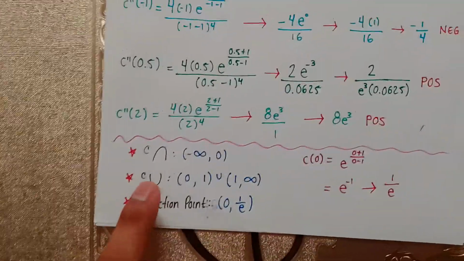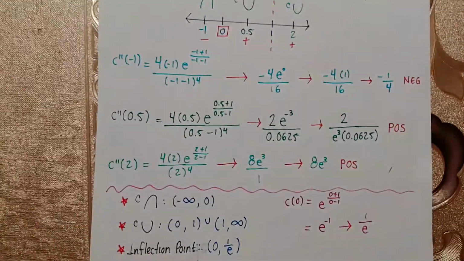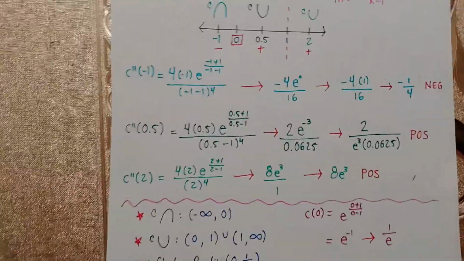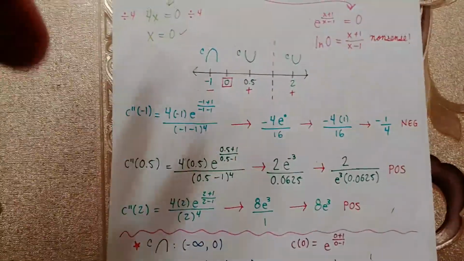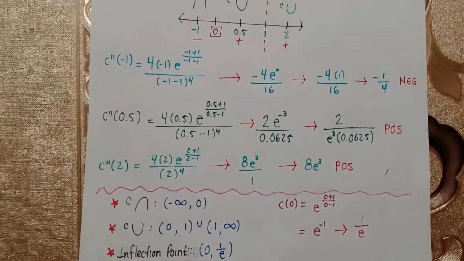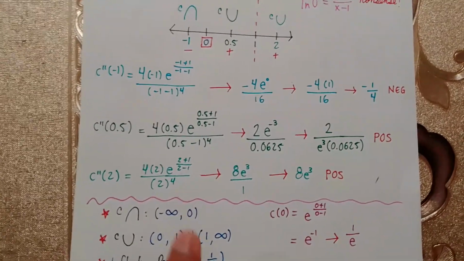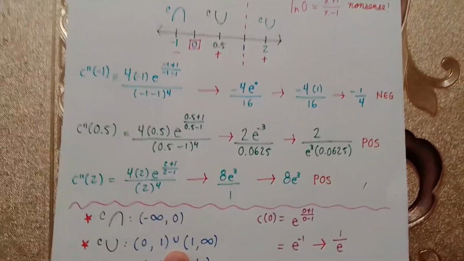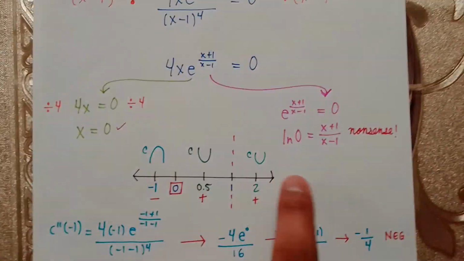So there's how it's going to look like. All the values from negative infinity up to 0 are going to be concave down, and then there's going to be an inflection point at 0, which is going to turn our concavity from down to up, from 0 up to 1. I wrote it like this because I want to make sure people are aware that there's an asymptote, and it's still going to be concave up from 1 to infinity, on this other side.